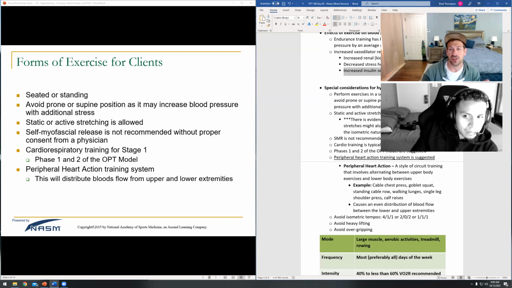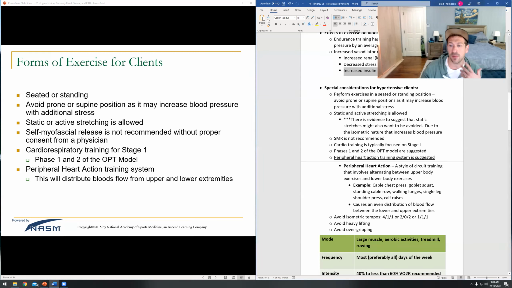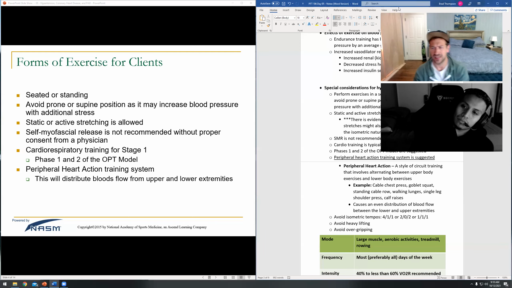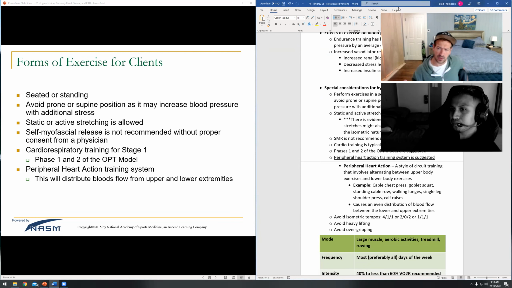Well, special considerations for hypertensive clients. One, make sure your client is seated or standing because you want to avoid either prone or supine positions. You don't want to lay your client down face up, and you don't want to lay them down face down. That sounds a little bit weird because it's not like they're dealing with pregnancy like we talked about yesterday. It's not like they're dealing with anything like that. So why the heck can't we bring their head down and bring their head up? What's so wrong with that?